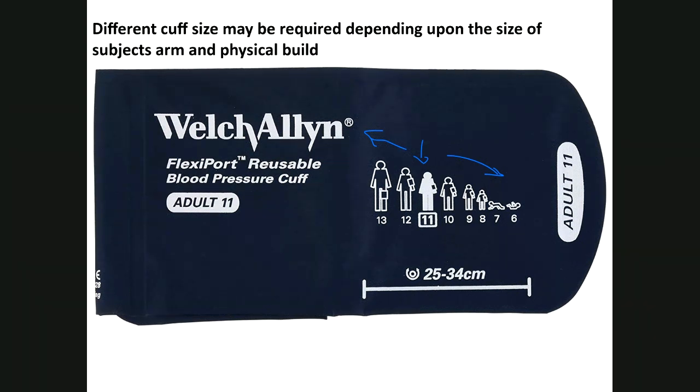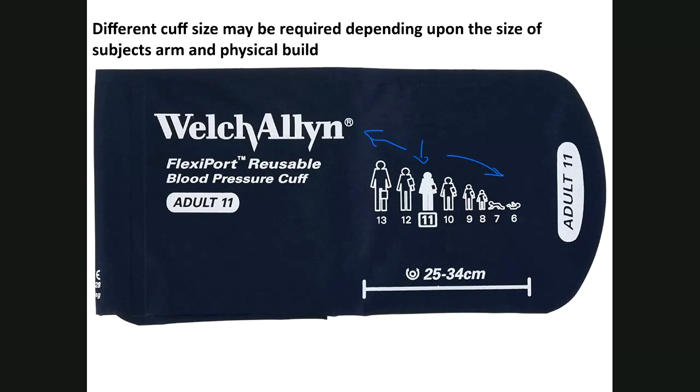So when you apply so much pressure and tie a cuff, the recorded blood pressure will be in error. You will not get a proper recording. That means you need to use a proper cuff size according to the size of the individual, according to the physical build of the individual.